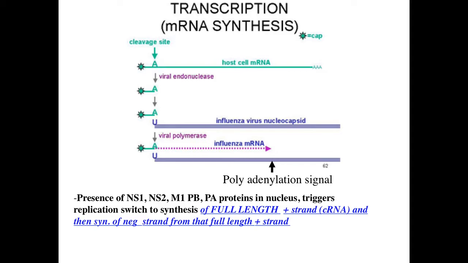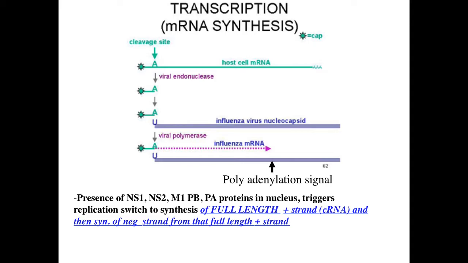But the other very important thing is that the viral polymerase needs to stop recognizing this polyadenylation signal and to make a full-length copy of this genomic fragment, this negative sense. Because otherwise, if it doesn't do that, it loses this portion of the sequence to go into the next virus.